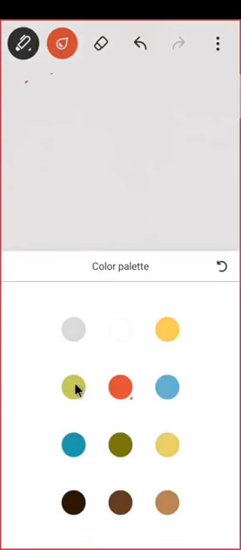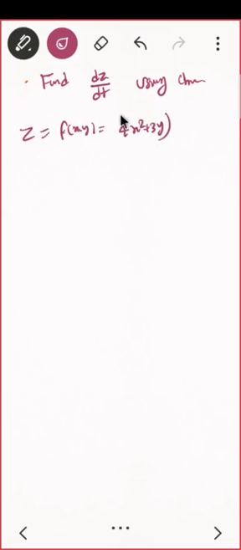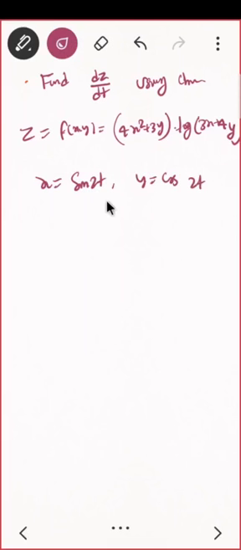Suppose you want to find this using the chain rule. Find dz by dt using the chain rule. You are having z equal to f of x y, where it is 4x square plus 3y into log of 3x plus 4y. So this is what your function z is, where x is in terms of t, that is sine 2t, y is in terms of cos 2t, and say at t equal to pi by 4. Okay, so you want to calculate dz by dt.